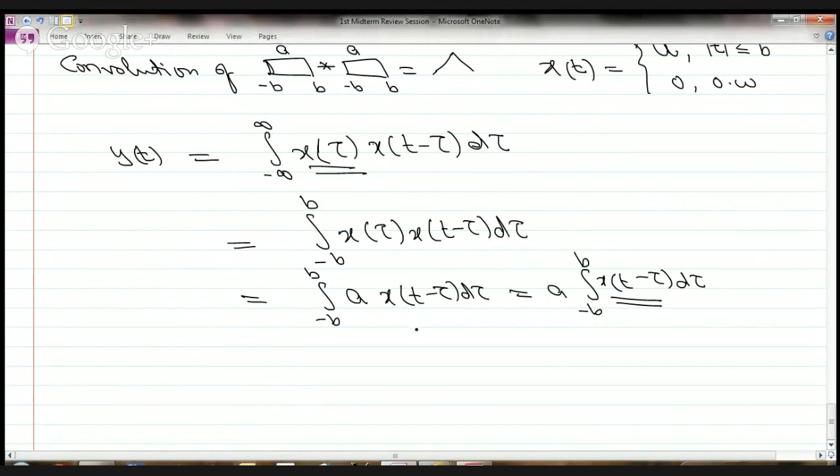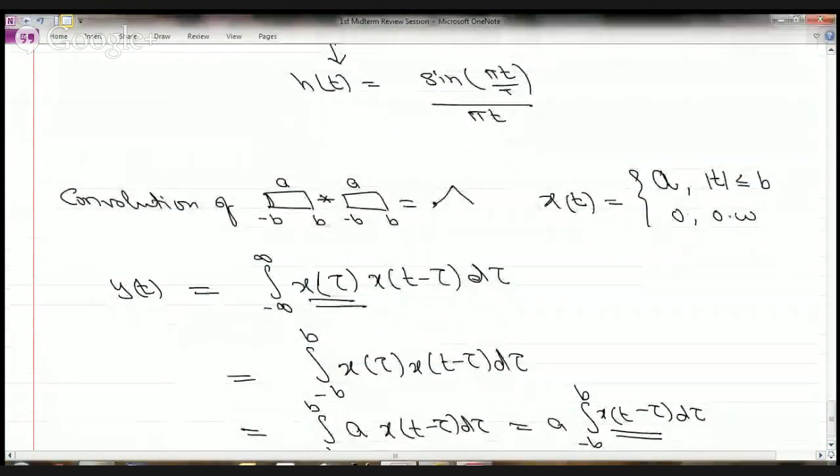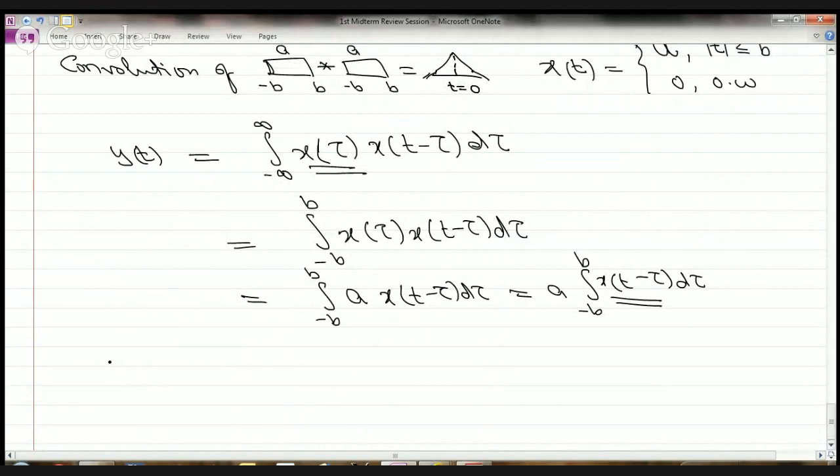Okay. So there are two cases that you can consider. One is when you flip it and you go to the negative side. First of all, let's look at what is the height of this thing, okay? What is the height of this triangle? The height of this triangle corresponds to t equals 0. So at t equal to 0, what is the height, y of 0? I have the integral from minus b to b of x of minus tau d tau.